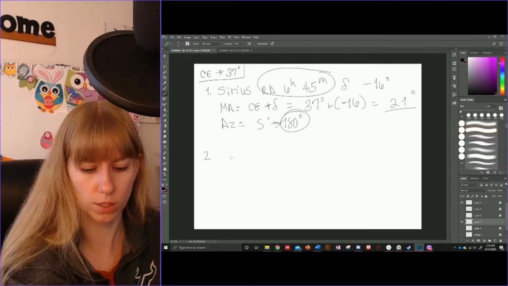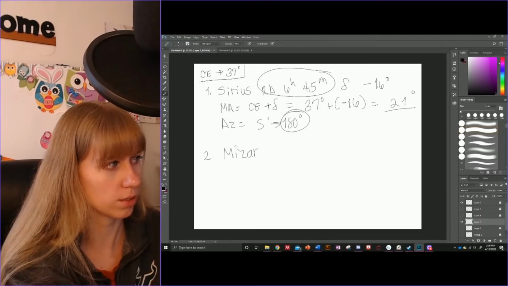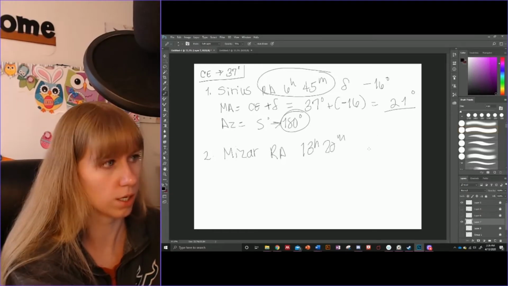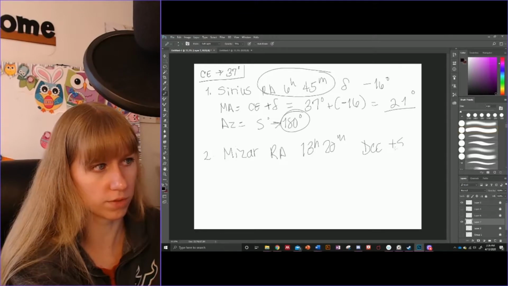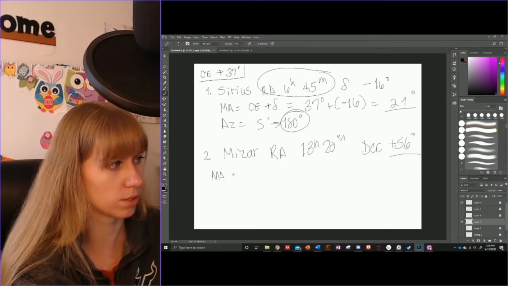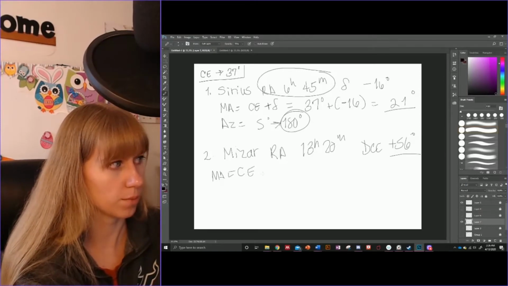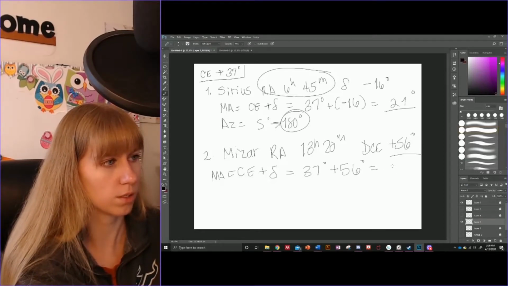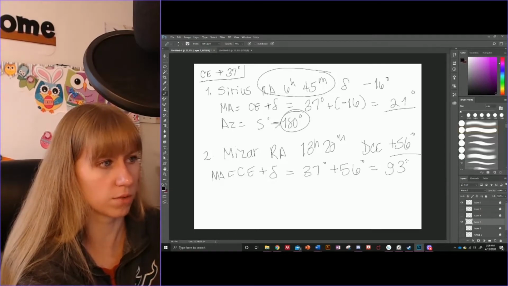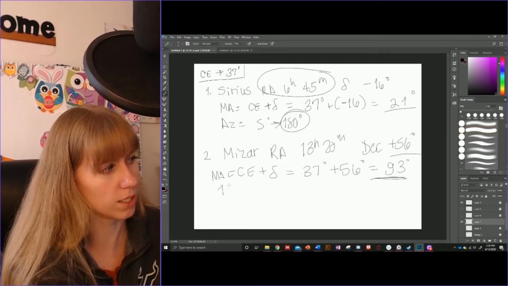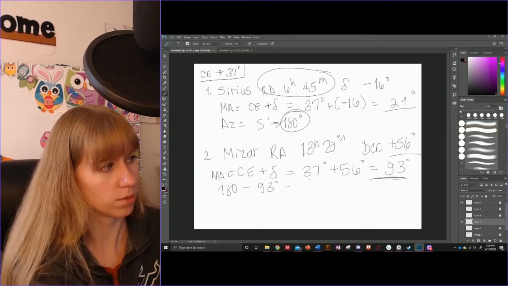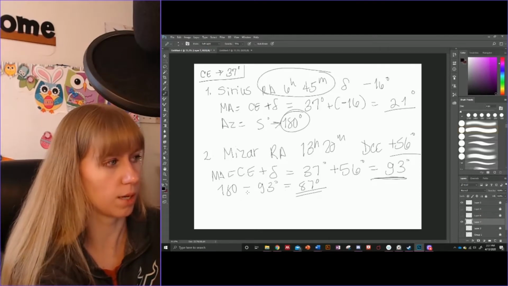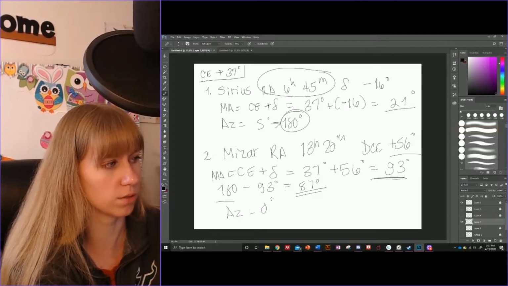Let's do Mizar. Mizar has a right ascension of about 13 hours and 20 minutes and a declination of about plus 56 degrees. Again, maximum altitude is equal to celestial equator plus declination, which means 37 degrees plus 56 degrees, which gives us 93 degrees. Can't have that, so we do 180 minus 93, which gives us 87. Because we had to subtract from 180, our azimuth is equal to 0 degrees, or north.